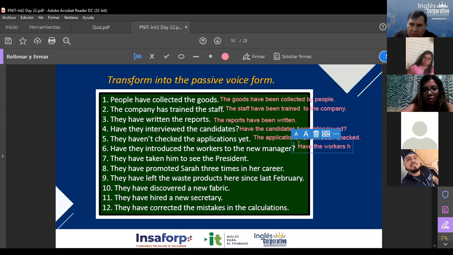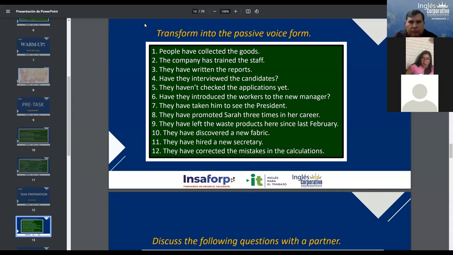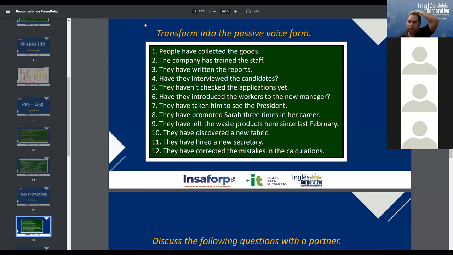Workers. The product has been left here since last February. Yes. Okay. Well, we can continue with 10, Rudy. Okay. A new fabric has been discovered.